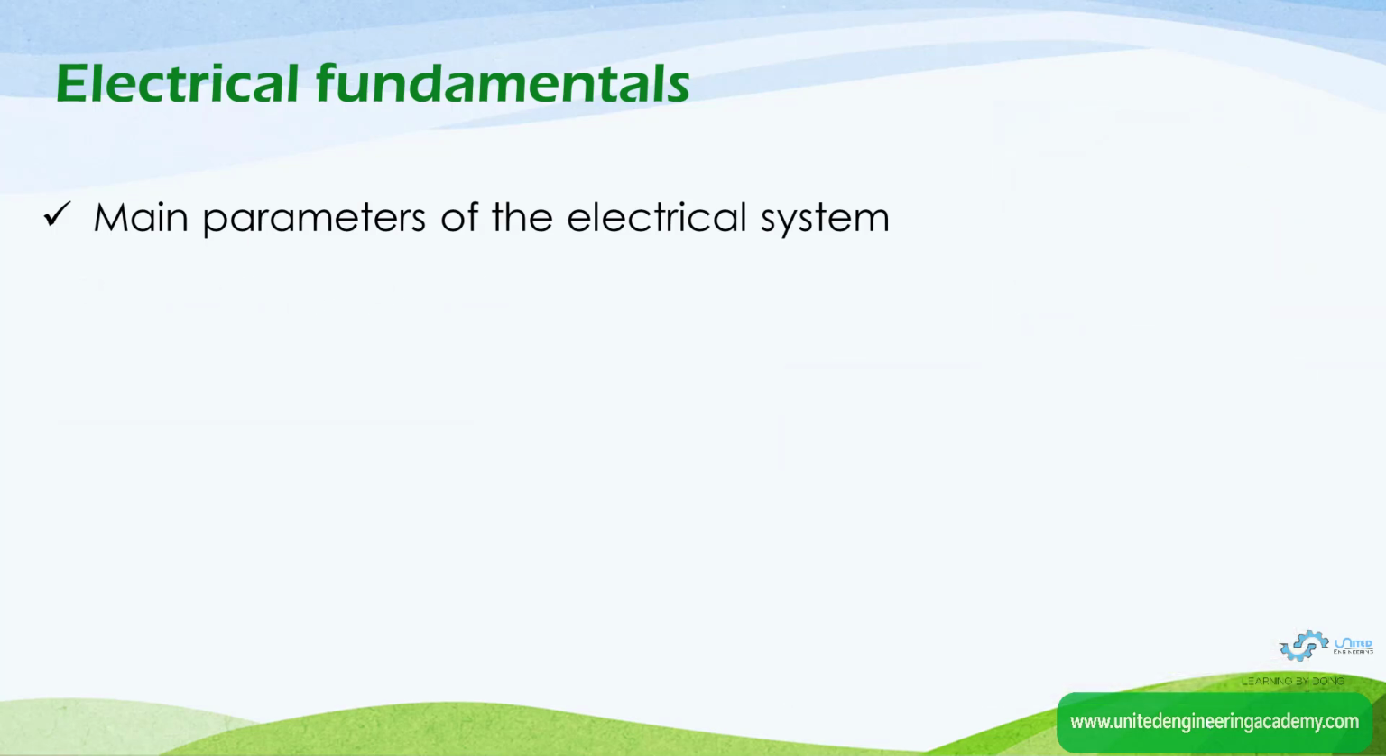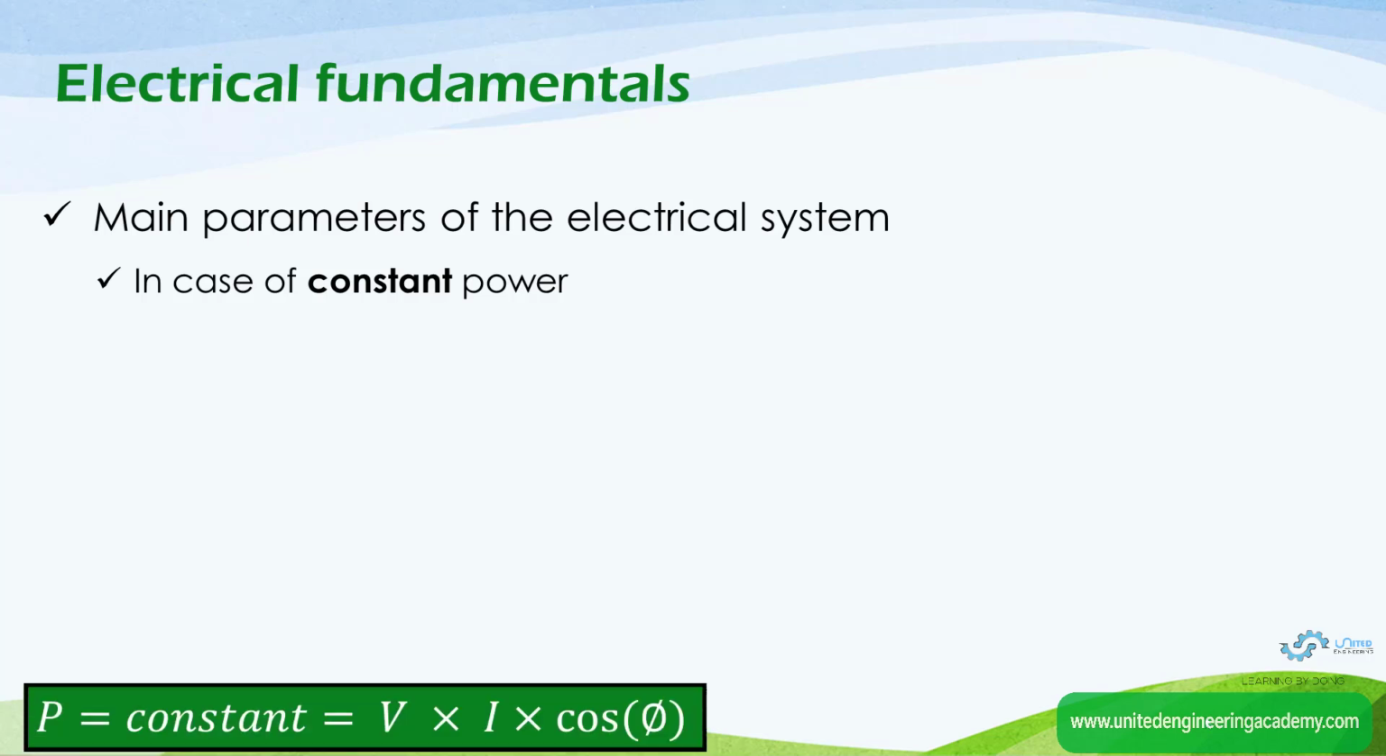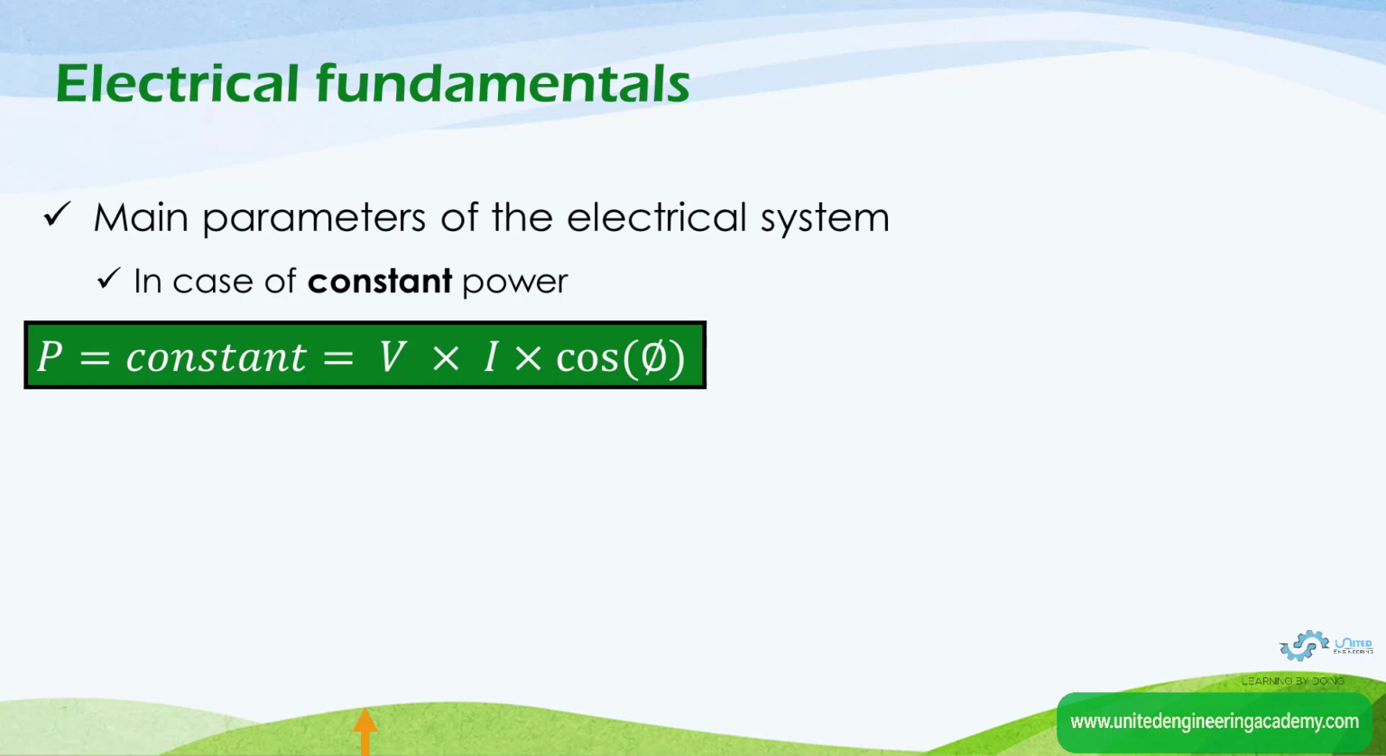Now, after knowing that the power equals the voltage multiplied by the current, we need to know the relation between the voltage and the current. So we have two cases for this relation. Firstly, in case of constant power, the current will be inversely proportional to the voltage. This is logically true because if the voltage increases but we need a constant power, the current must decrease to keep the same value of constant power.